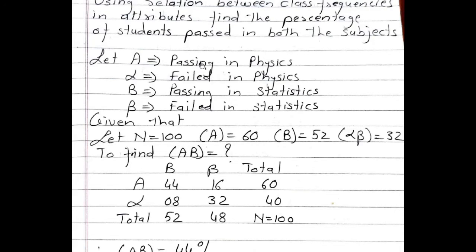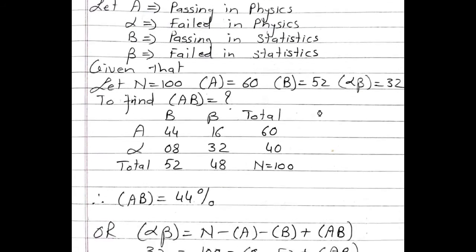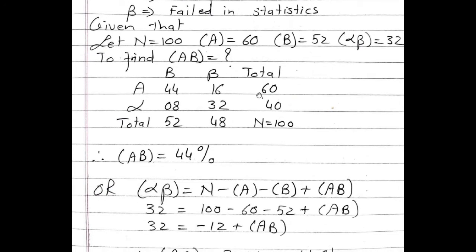Percentage of people who pass in physics is 60%. So frequency of A is 60. Frequency of B is 52. Frequency of people who failed in both the subjects is 32. So bracket alpha beta is equal to 32. And we have to find the number of people who passed in both the subjects. So AB is to be calculated. So we put the values in tabular form as A, alpha, total, B, beta, total, and n. Value of n is given. So replace all the values in the given table.